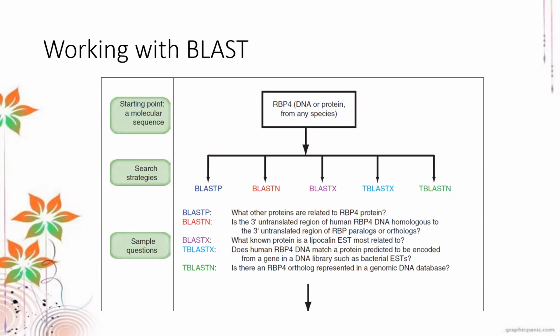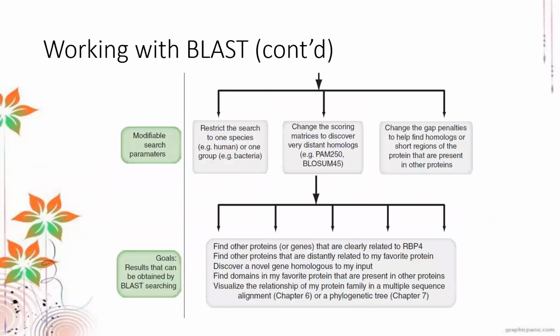If your question is, does human RBP4 DNA match a protein predicted to be encoded in a gene from a DNA library, such as bacterial ESTs, use tBLASTx. And if the question is, is there an RBP4 ortholog represented in the genomic DNA database, use tBLASTn. So depending on your questions, you can use this type of BLAST. And then you can modify depending on your search parameters. You can restrict it to one species. You can change the scoring matrices for different distant homologs or very closely related sequences. You can also use gap penalties to help find homologs or short regions of the protein that are present. So it depends on what you really want to do.